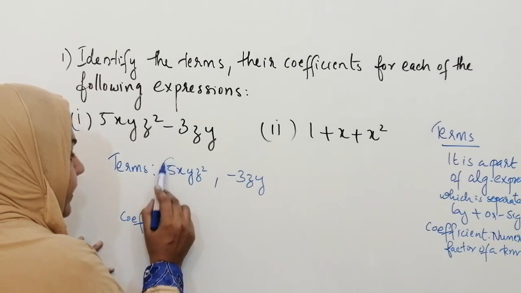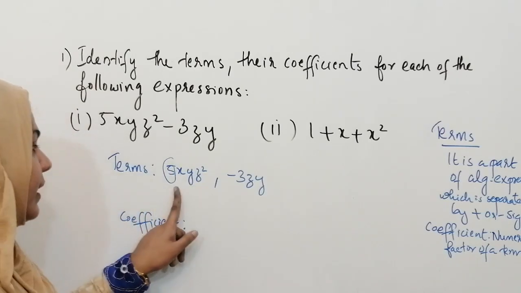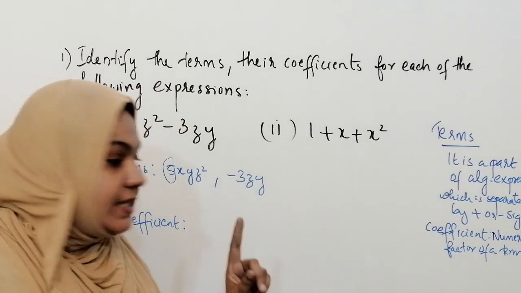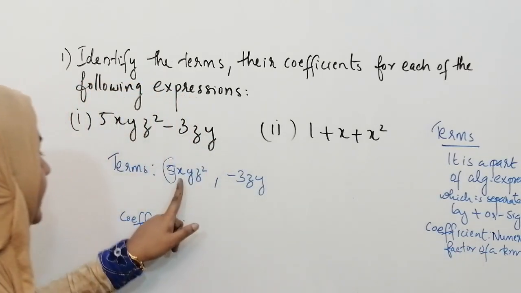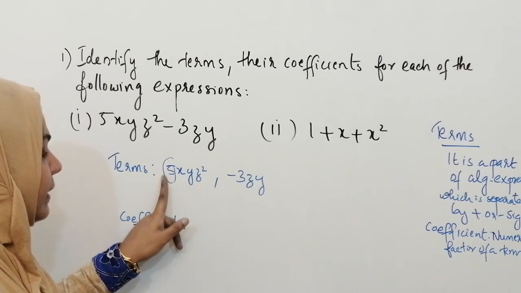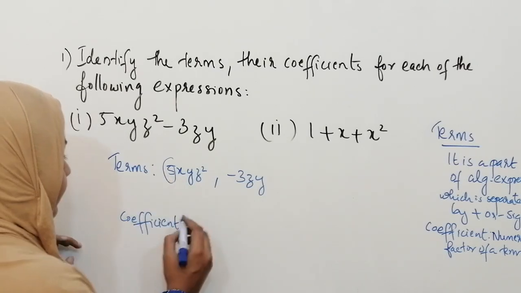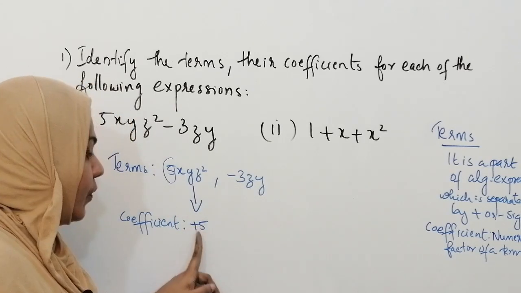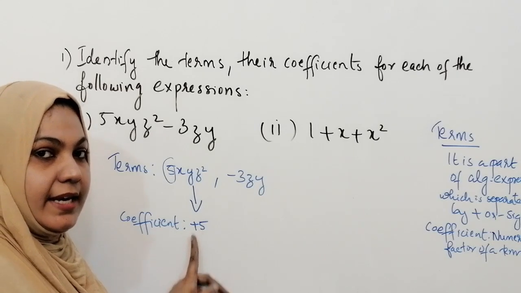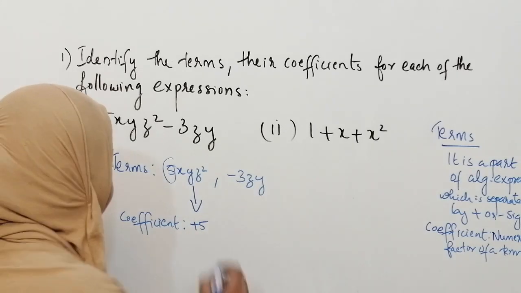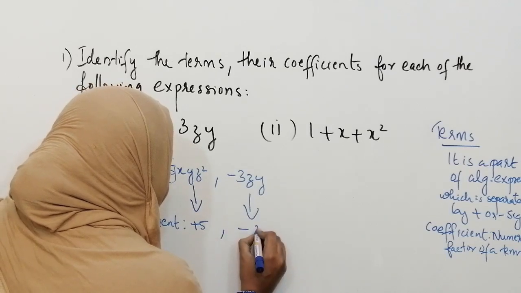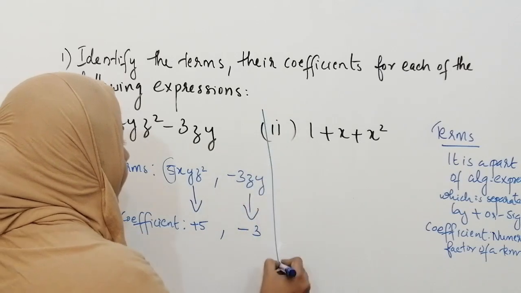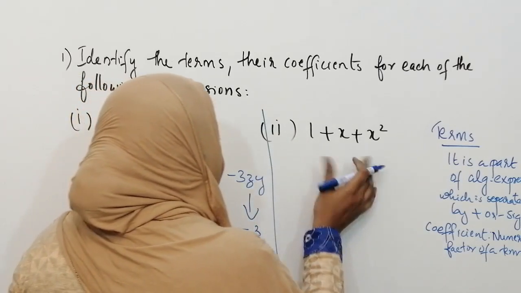Next we can write what the coefficient is. The number multiplied by the variable is called the coefficient, or we can say the numerical factor of a term. Numerical means the number of a term. So what is the number here? The number multiplied by the variable is 5. So the coefficient of this term is plus 5. For positive, you need not mention the positive sign. Only for negative you have to mention the negative sign. So in this expression minus 3 is the coefficient of minus 3zy. Now we can solve our second question. Here you can see there are 3 terms.